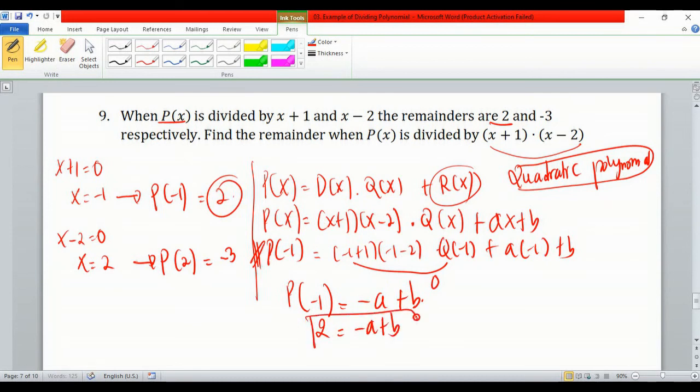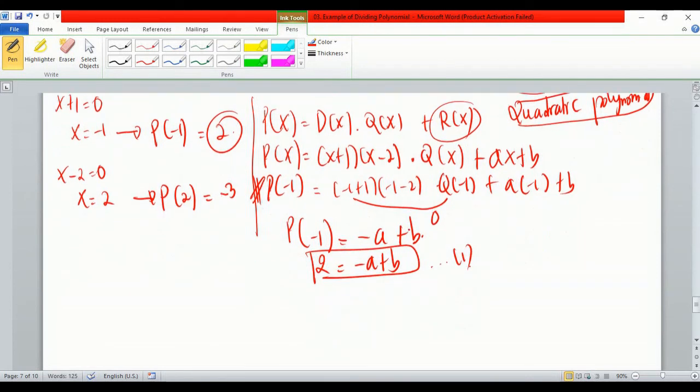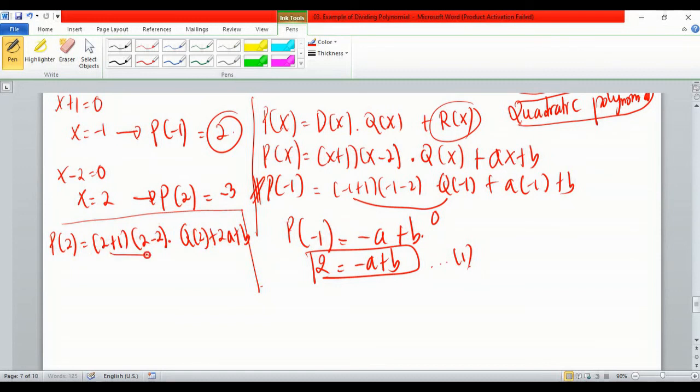So this is the first linear. So we need to find the second linear. Okay, so the second is the same way to find like this one. p(2) is equal to (2 + 1)(2 - 2) q(2) + 2a + b. So this one is 0. So p(2) is -3. So this one is 2a + b. This is the second linear.